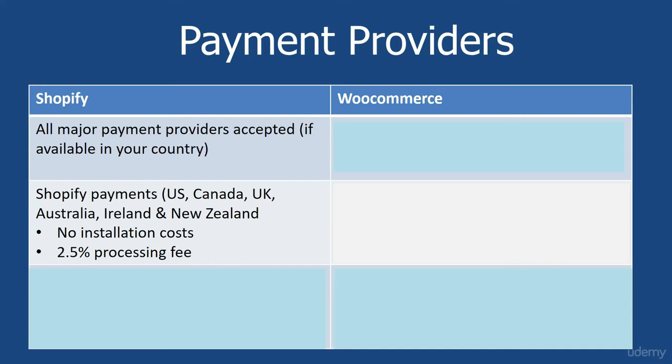As you can see, there are no installation costs and there's a 2.5% processing fee. What they've done is they've made it super, super easy to set up a payment provider, in other words, their very own one. They want you to go with their payment provider, obviously, because they make money from you every time. In fact, 2.5% every single time. So that's a very, very big plus for the customer, for ourselves setting up the store, because it's easy.